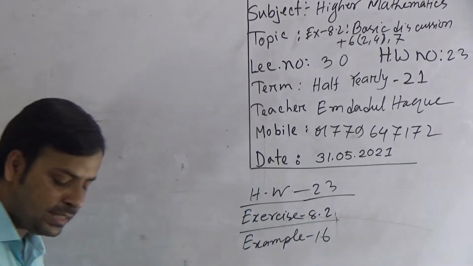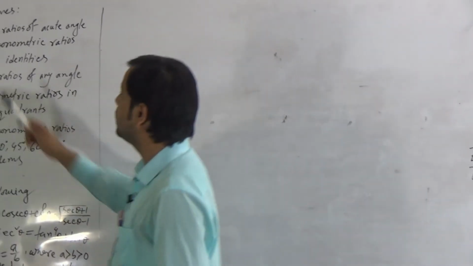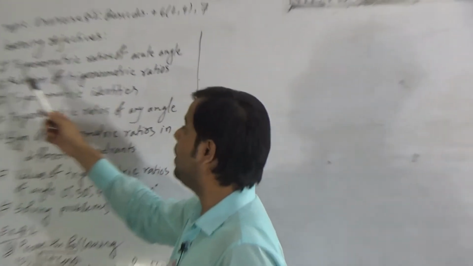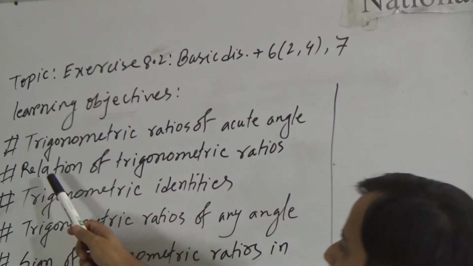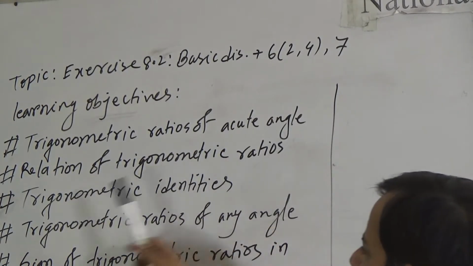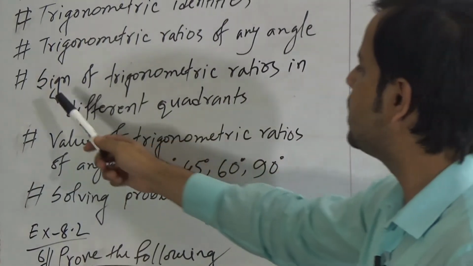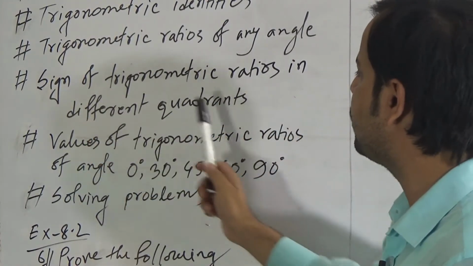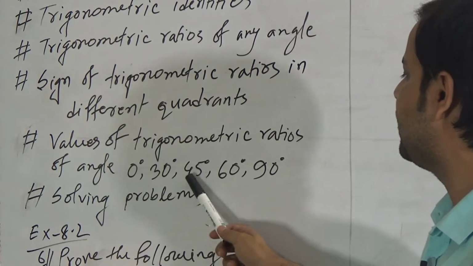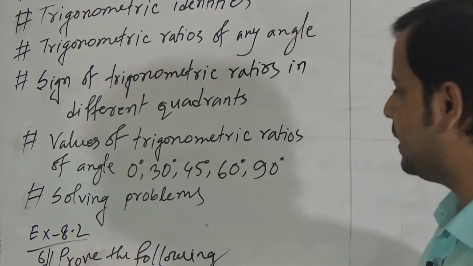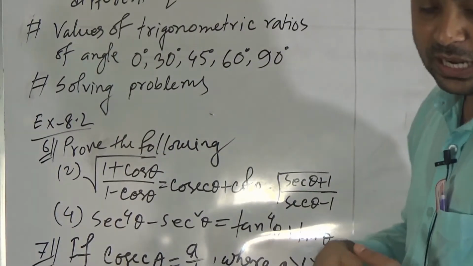Okay dear students, let us see at first what we will learn in our today's class. When I complete our today's class, we will be able to learn trigonometric ratios of acute angle, relation of trigonometric ratios, trigonometric identities, trigonometric ratios of any angle, sign of trigonometric ratios in different quadrants, values of trigonometric ratios of angle 0 degree, 30 degree, 45 degree, 60 degree, 90 degree. Solving problems, and I have written the problems here. I will solve this problem after the basic discussion.